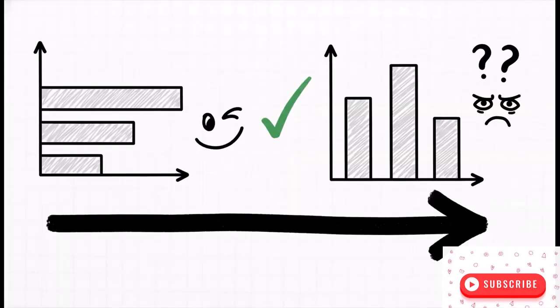Now, this is such a great little pro tip. It's subtle, but it makes a huge difference. Because most of us read from left to right, our brains just find it a little bit easier to scan and compare the lengths of horizontal bars. So if you're ever on the fence, it's usually a safe bet to go horizontal.